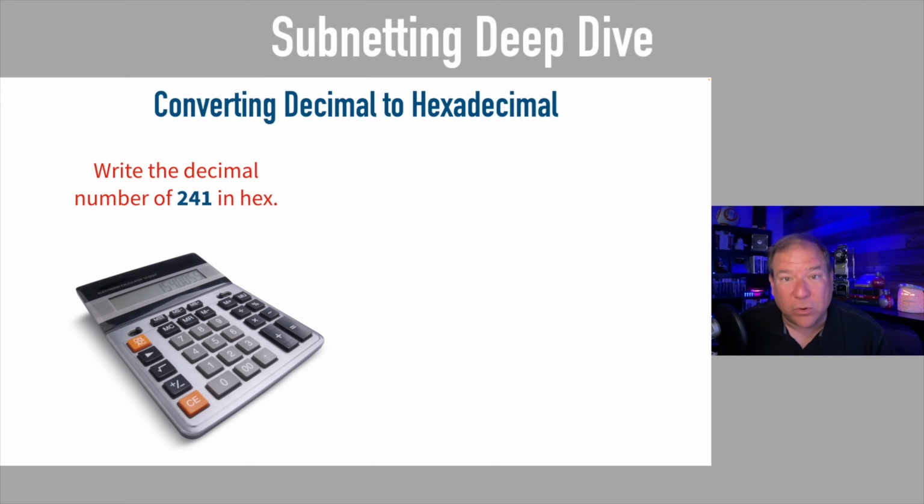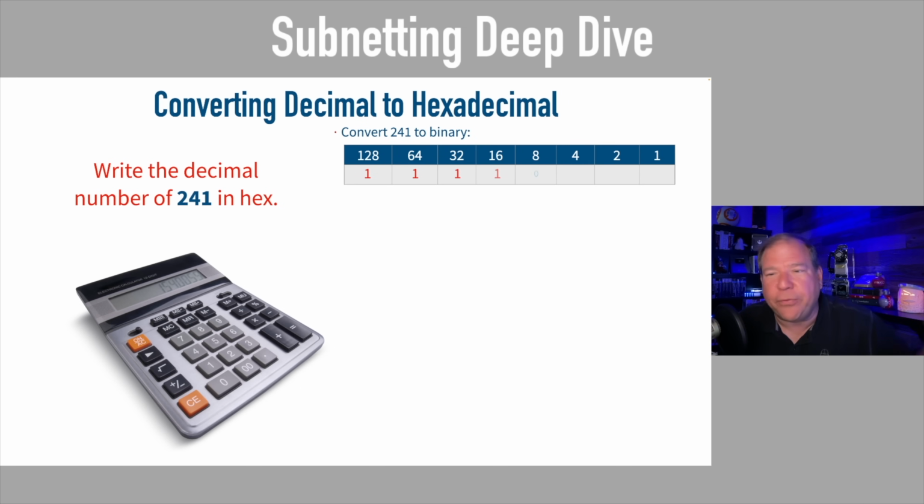Let's do some conversions, shall we? Let's convert a decimal number to a hexadecimal number. Let's convert 241 in decimal to hex. Well, to do that, we need to break that down into all the bytes and the nibbles. So we're going to convert 241 into binary. We learned how to do that about an hour and 45 minutes ago. I'll not go through the whole set of questions. We did it a few times.